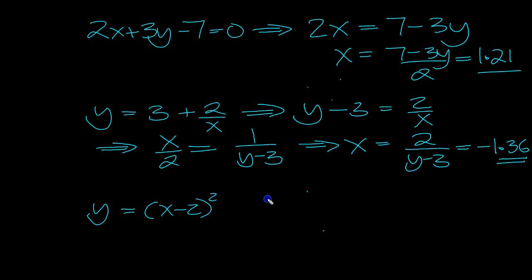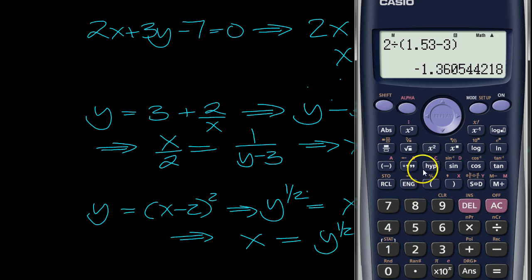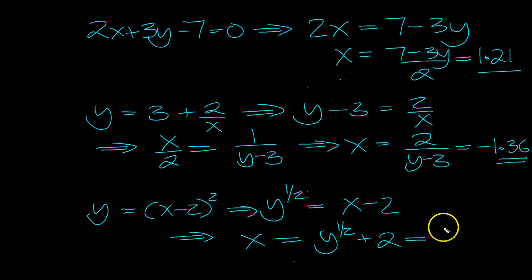Square root both sides. So y to the half then on this side is equal to, undo a square, you square root the x minus 2. And then we move the 2 across to make it a plus 2. X equals y to the half plus 2. So it's 1.53 to the half. So square root then 1.53 outside the square root plus 2. 3.24.